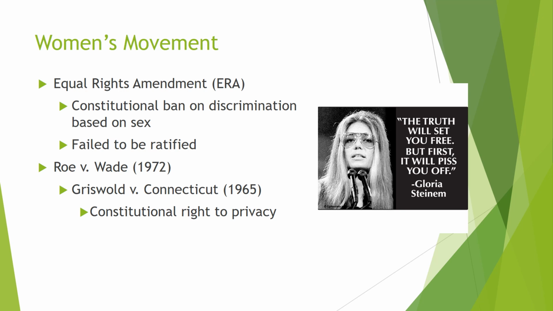Another major issue coming out of the women's movement here is the issue of legal abortions. The Roe versus Wade case was heard by the Supreme Court in 1972, and when the Supreme Court made their decision, they're basing it on an earlier case of Griswold versus Connecticut from 1965. We'll talk more about the Griswold case later on, but this basically establishes a constitutional right to privacy.